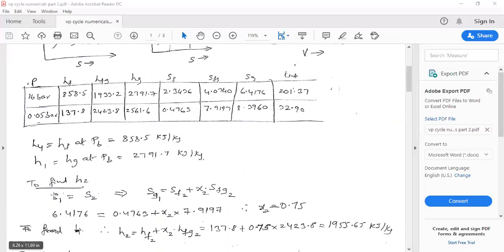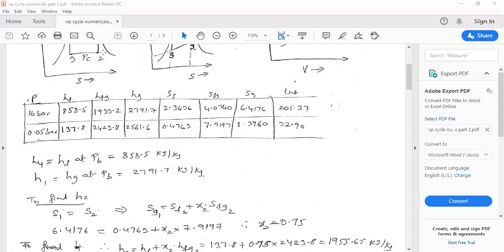So write down S1 equals 6.4176. That should be equal to SF2 plus X2 into SFG2. So what is SF2? 2 means it is condenser pressure. So on the condenser pressure line, SF2 means the point on the saturated liquid line. So go to condenser pressure, SF, that is 0.4763.